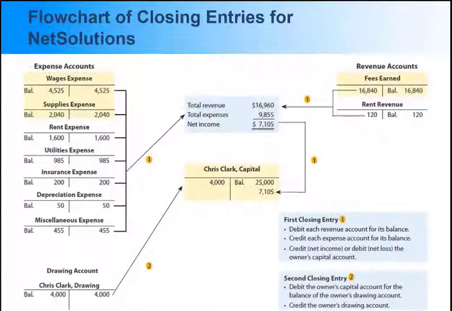Debit fees earned for $16,840 and rent revenue for $120. Credit all the expenses, which amounts to $9,855. The difference of $7,105 is the net income and is credited to Chris Clark capital account.